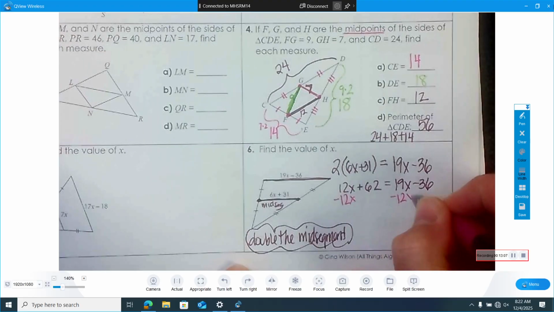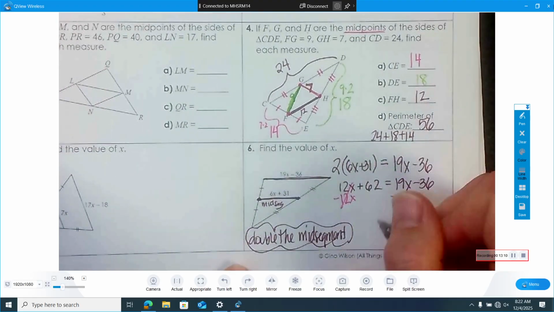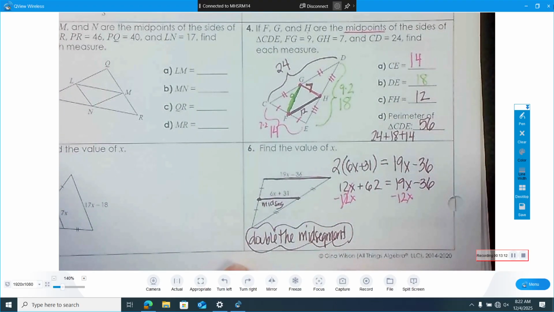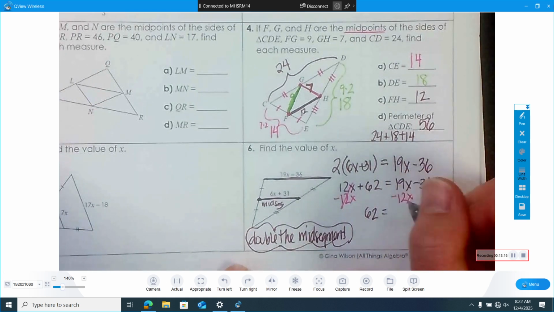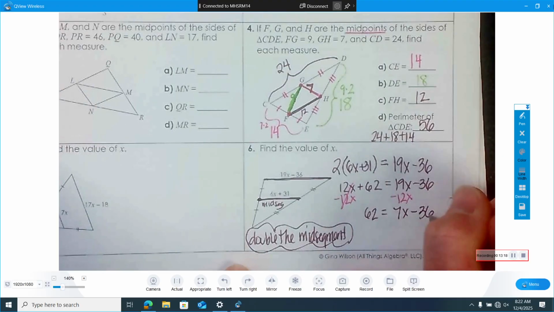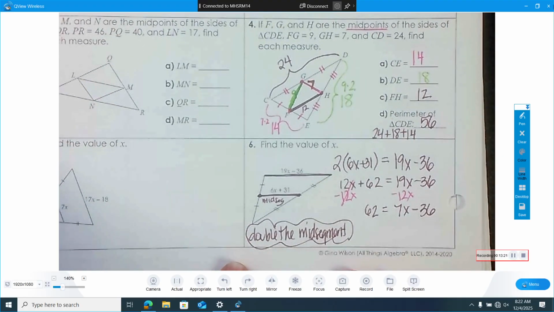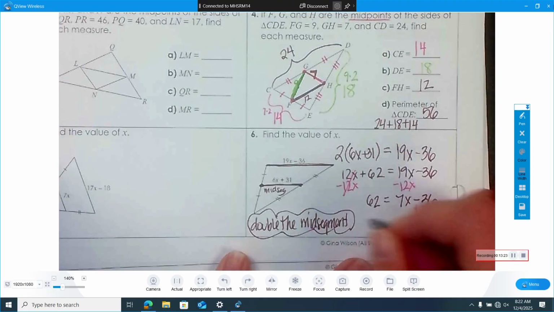I'm going to minus the 12. Sure, I heard that first. It's a lot easier. You can do it either way, but 62 equals 19 minus 12 is 7x minus 36. And then what do we need to do? Plus 36. Add the 36.